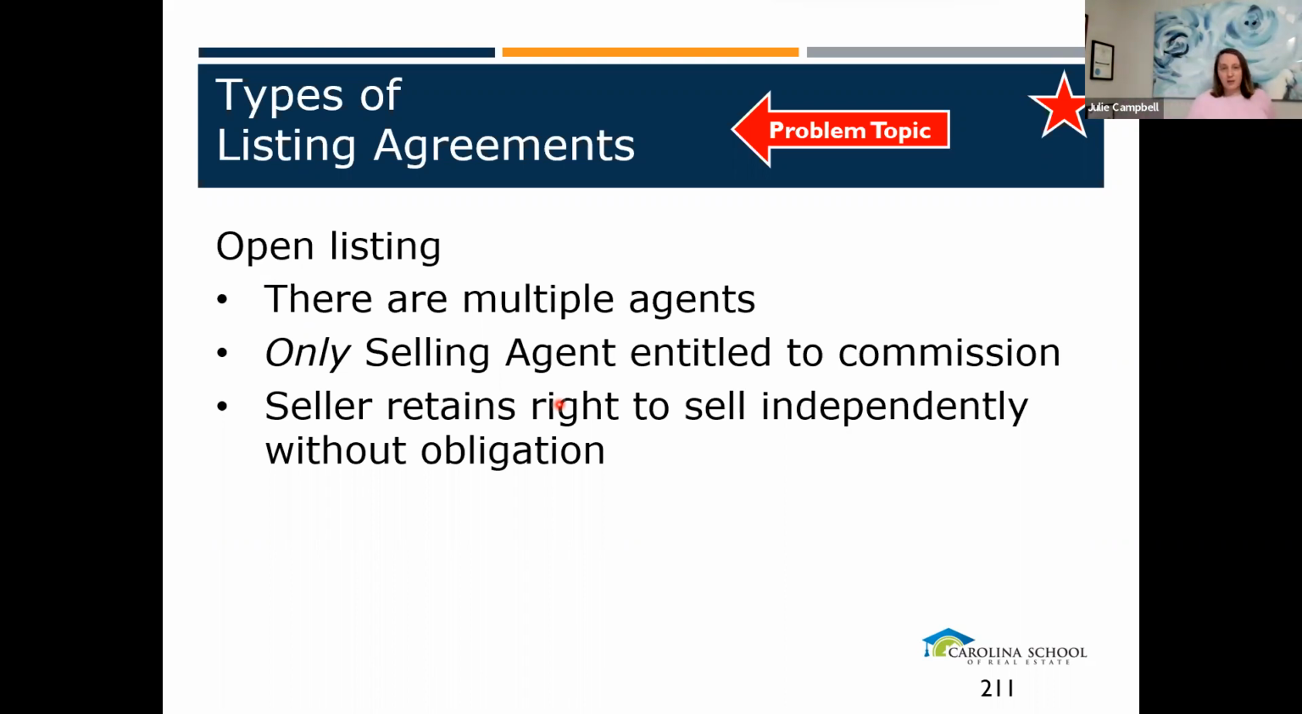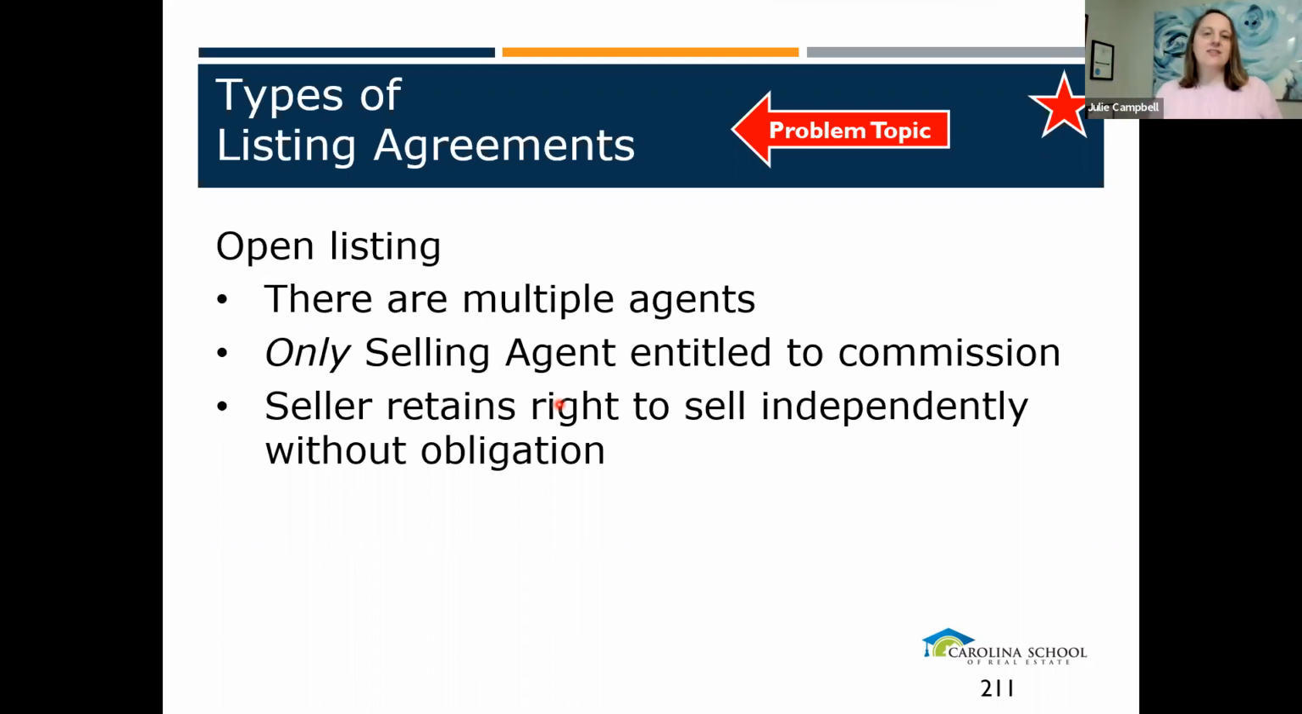The first type of listing agreement we have is something called an open listing. Open meaning there are multiple agents. The seller is hiring several different agents. However, the only one that's going to get paid is the one that brings the buyer. So if you hire five agents to list the property, if one of them sells it, they'll be the one to get paid. If somebody else sells it, then that somebody else is going to get paid.